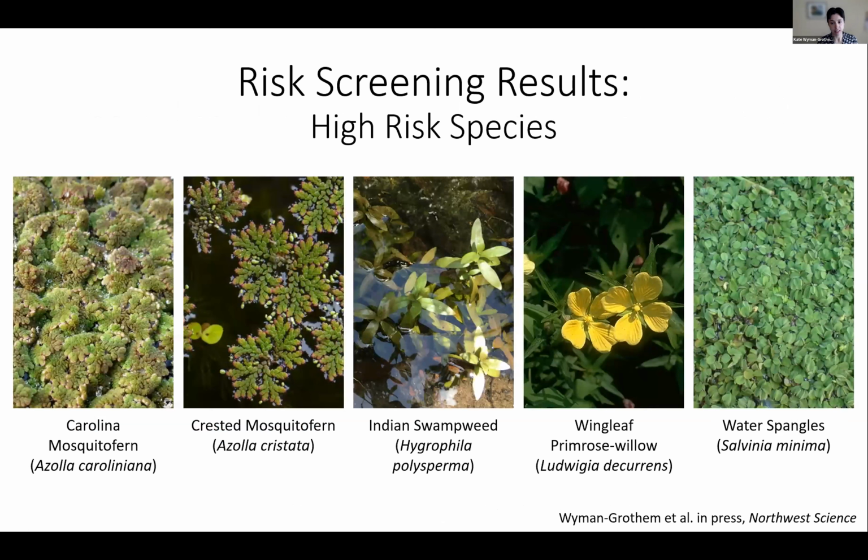We found 5 species classified as high risk to the Pacific Northwest, which means, again, that they have a high history of invasiveness somewhere in the world, and they have a medium or high climate match to the Pacific Northwest target region. So suitable climate was found for all 5 species under both current and future climate conditions.